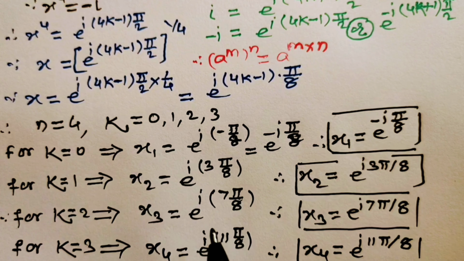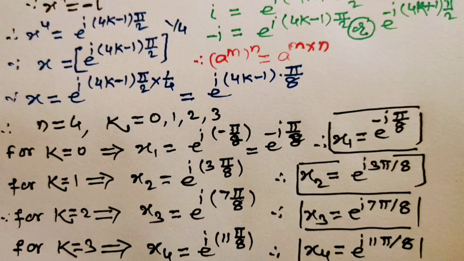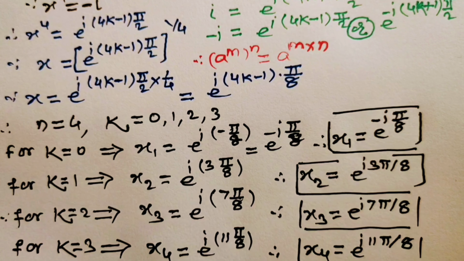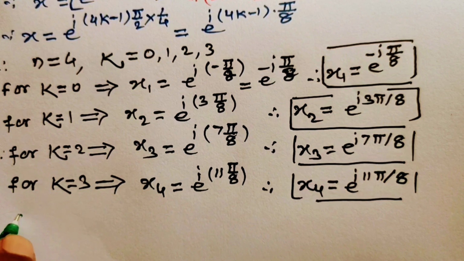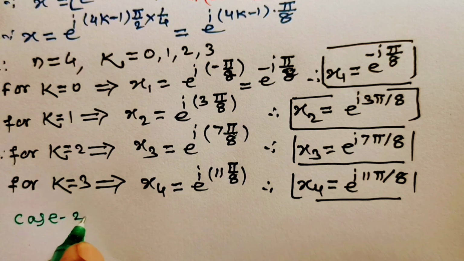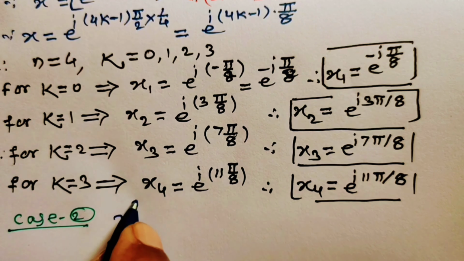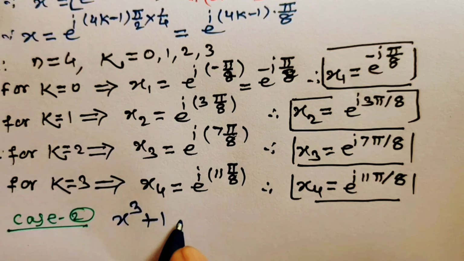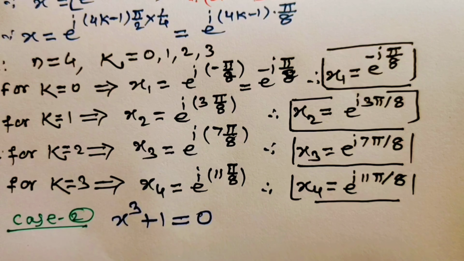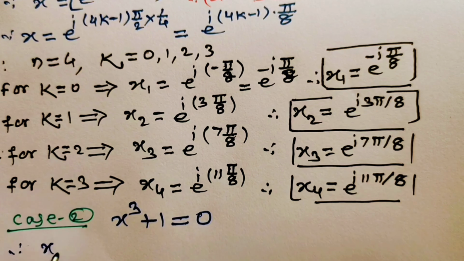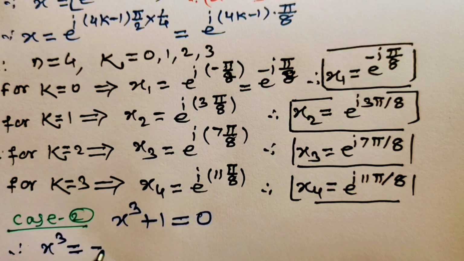Now let us solve the second equation, that is x cube plus 1 is equal to 0, considering case number 2. Hence, case 2, x cube plus 1 is equal to 0. Now shift this plus 1 to the right hand side. Hence, x cube is equal to minus 1.